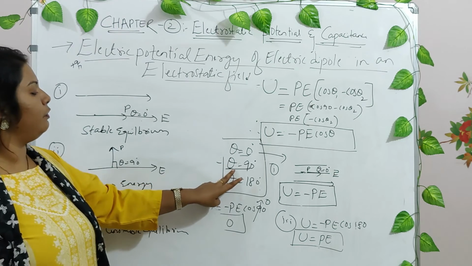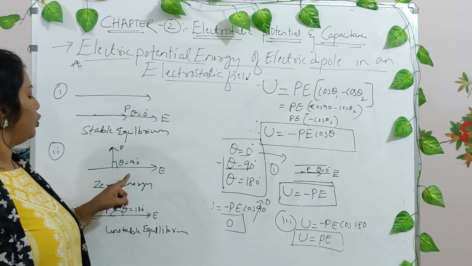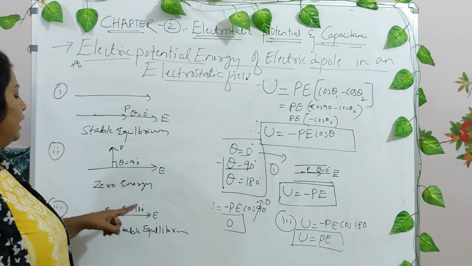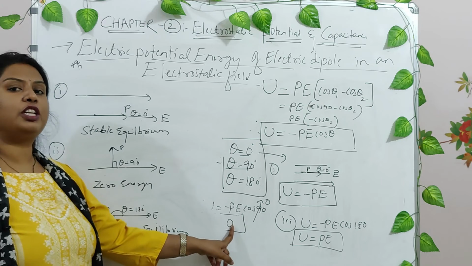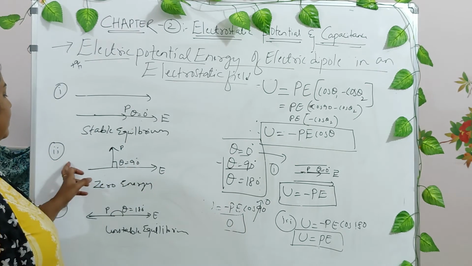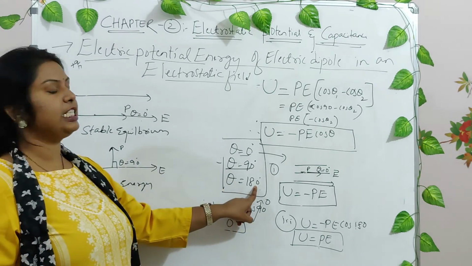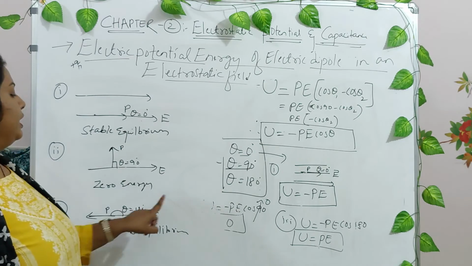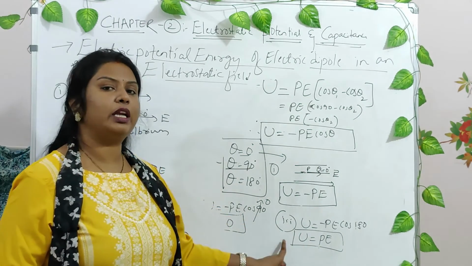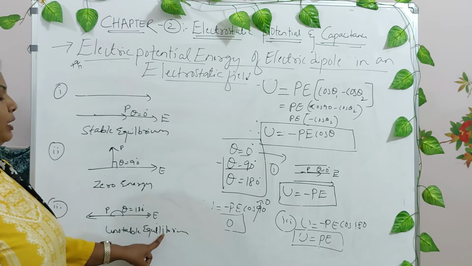In the second, theta is equal to 90 degree. The angle made by the dipole moment and electric field is 90 degree, right? At this particular condition, what happens? We get 0 value, that is the electric potential energy at this particular point when theta is equal to 90 degree is 0, and hence this state is called the 0 energy level, right? In the third point, theta is equal to 180 degree. When you substitute theta is equal to 180 degree, you get a positive PE, that is you get the maximum amount of the potential energy, and hence it is called unstable equilibrium.